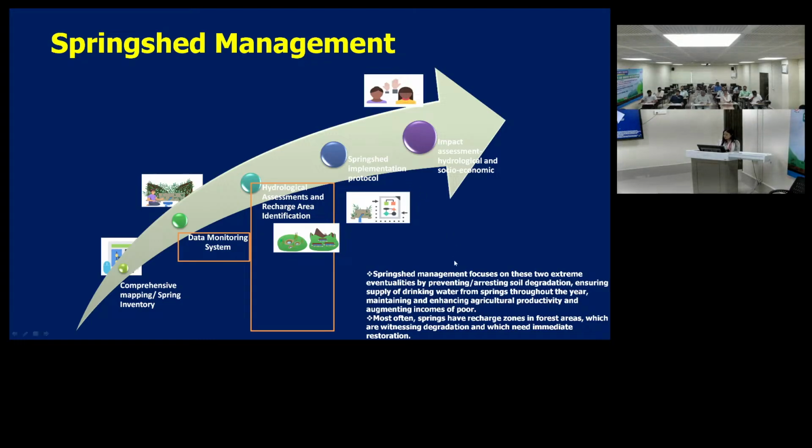So for Springshed management, there are two eventualities. First is arresting soil degradation and providing safe water supply for domestic and drinking purposes. And also the challenge is that for most springs, the recharge area is in one area and the discharge point is in another area. Those factors are also to be taken into consideration. We will come to those steps one by one.